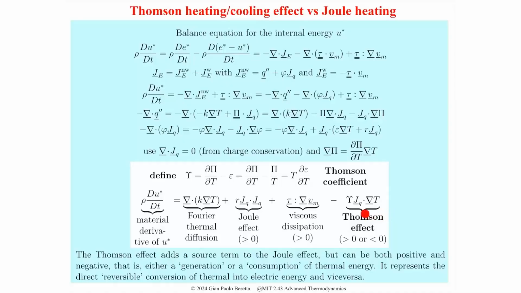You see, there is a scalar product of the electric current and the gradient in temperature. This can be of all signs, positive or negative.